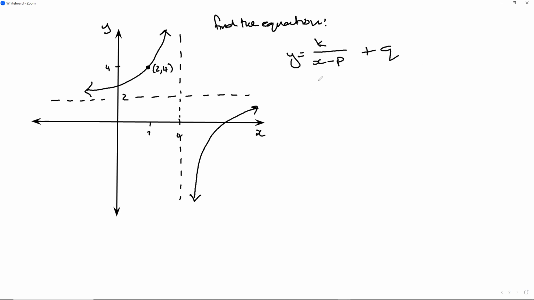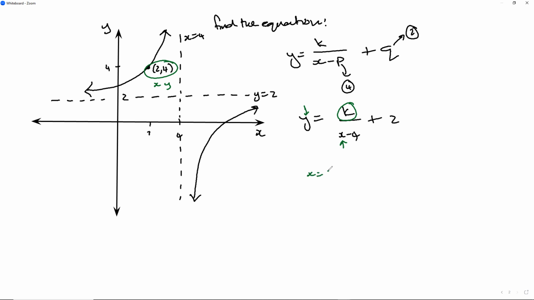And I know that my asymptote over here is y equals 2. So this value will take on that value. x equals 4. So I know that this value will take on that value. So I know this is going to be y equals k over x minus 4 plus 2 from there. All right, now that I have that, all I need to do is find the k value. So I need to replace x and y with this point over here. So x equals 2, y equals 4, and all I have to do is substitute it in there.